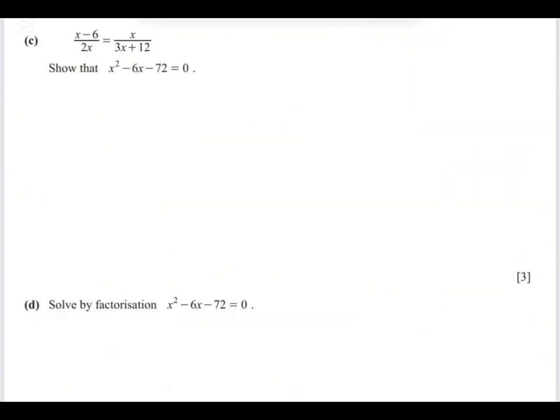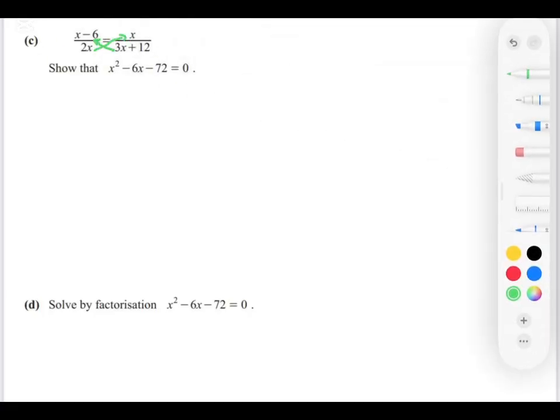There is no confusion. Now the next question is x minus 6 divided by 2x is equal to x upon 3x plus 12. Now we need to prove that when we simplify this, it will become x square minus 6x minus 72. So what we need to do, we have equal to in between them, so we will cross multiply, this will multiply by this, and 2x multiplies by x. So now x minus 6 will multiply with 3x plus 12, and 2x multiplied by x will be 2x square.